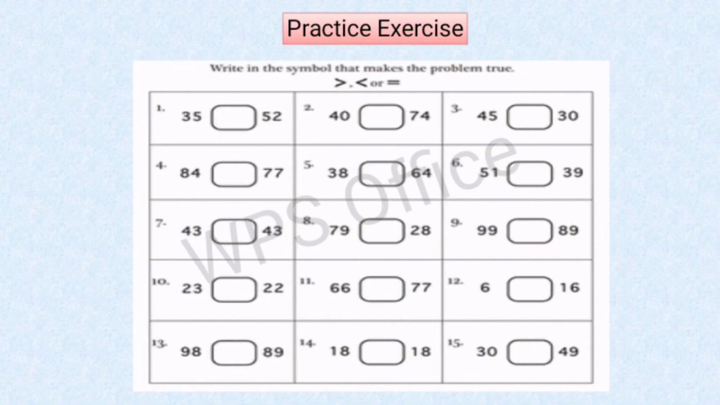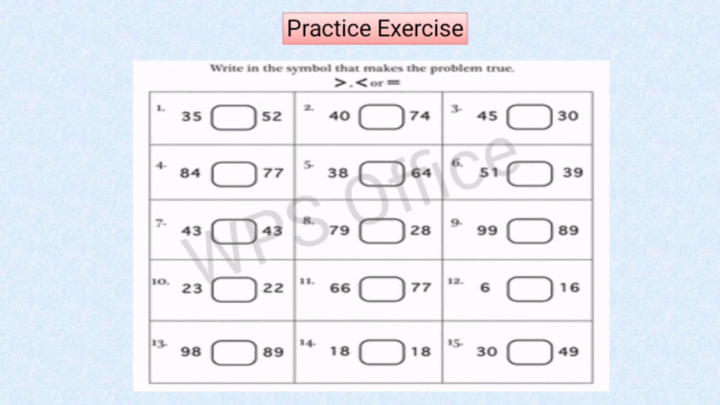Write in the symbols that make the problem true. Use alligator and tell me, in the first box, 35 is greater or 52? Yes, 52 is greater. So the alligator will eat 52 number. Hence, 35 is less than 52. In second, alligator will eat 40 or 74? Yes, the alligator will eat 74. In the third box, 45 or 30, alligator will eat which number? Yes, the alligator will eat 45 because 45 is greater than 30.